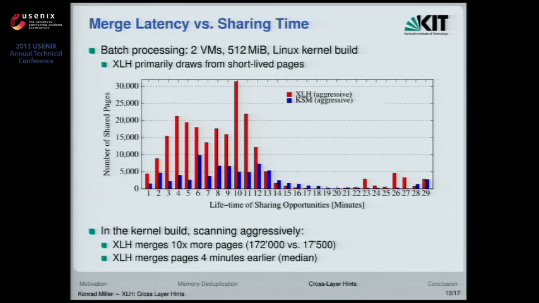To share that much more memory while only gaining from short-lived sharing opportunities, we have to find way more different sharing opportunities than KSM, and we've also confirmed this in our results. You can see here that in this benchmark we find almost 10 times as many sharing opportunities as KSM does, and we are able to merge pages that both systems merge 4 minutes earlier in the median.